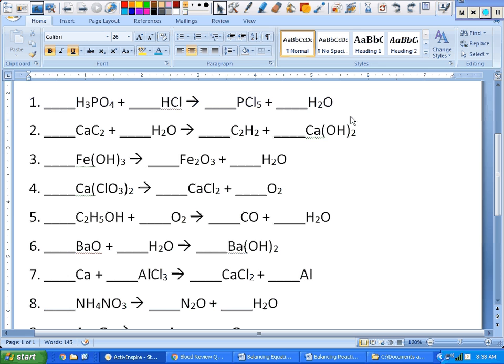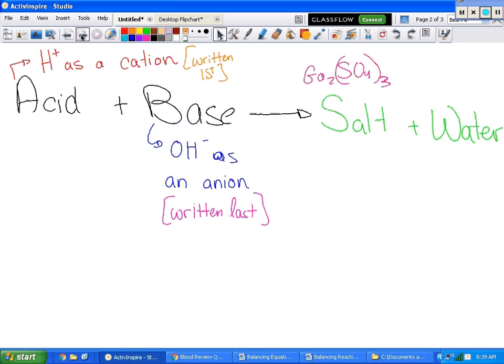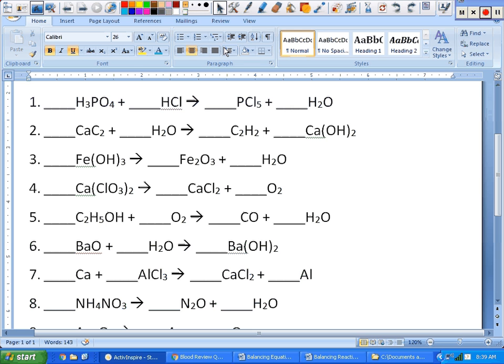Yes, sir? Only produced by acid-base reactions. No, and I mean, all right, think about it. All acid-base reactions produce a what and a what? A salt and a water. Well, the two products, one of them's a water, the other one has to be the salt. You have to have an acid-base reaction. There's no other way to identify it. I'm not going to ask you to do that.